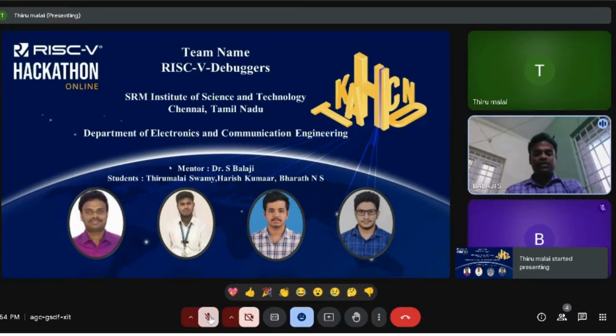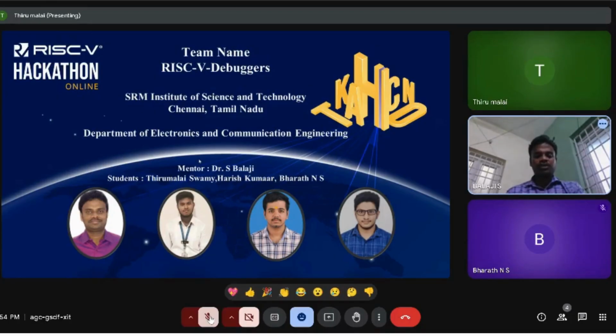Hello everyone, we are Team RISC-V Debuggers from SRM Institute of Science and Technology, Vadapalani campus, and we are excited to present our project on optimizing Softmax computation for float 16 using RISC-V ACE extensions. Softmax is a key operation in neural networks, especially in classification tasks. However, it's computationally intensive, especially in low resource environments like embedded systems.